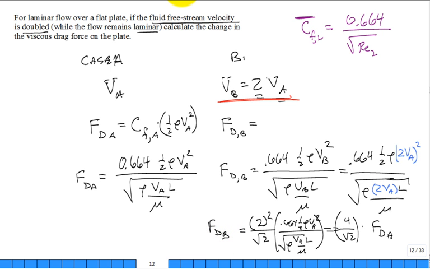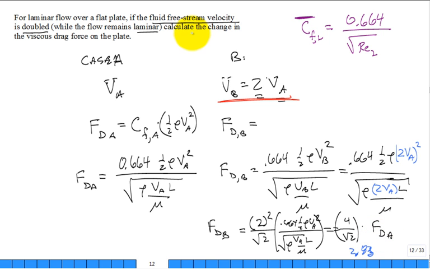So you can work out whatever this coefficient is. What's 4 divided by the square root of 2? Have a calculator? What? 2.3? Just a little louder. 2.83. So it's 2.83 times F sub D A.